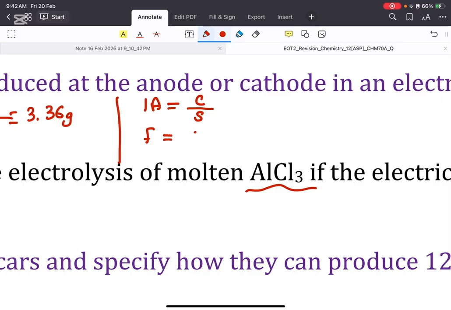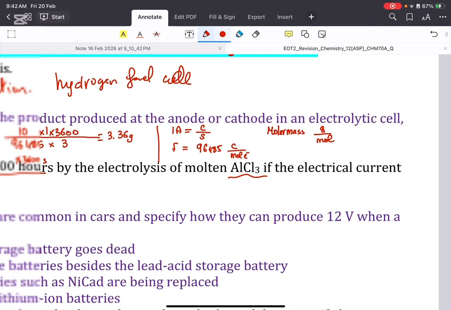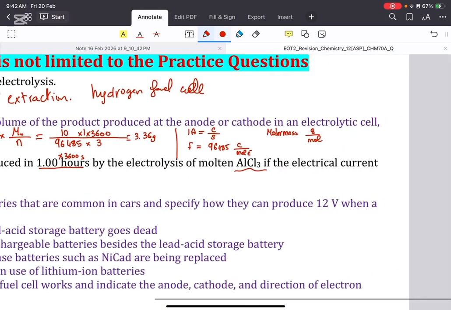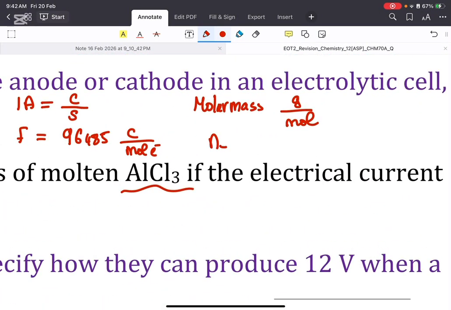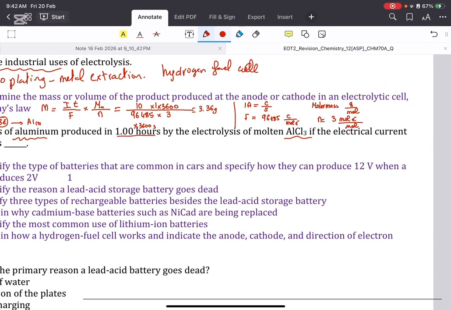Faraday is 96485 coulomb per mole electron, and you're going to need the fact that molar mass is in gram per mole. So let's see how we're going to use this. In this equation, n, the amount of mole, is 3 moles of electrons per mole of aluminium.